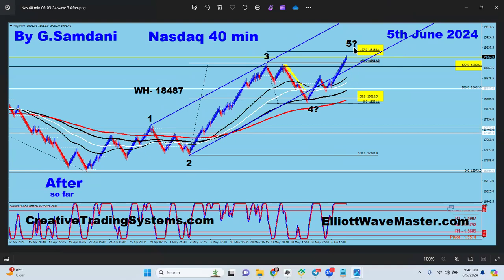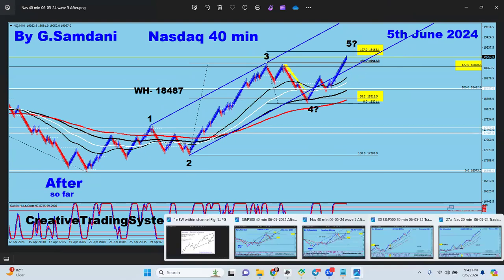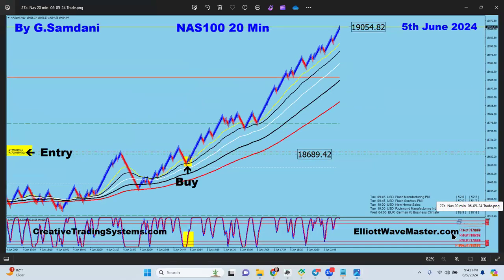Now, going up today, the trade I took, or not me, but my EA robot, my live trading robot, took is this. Just like the S&P 500, it went up and became bullish. This is the trade taken, and it's gone all the way from 18,689 to 19,054. Buy orders right there.